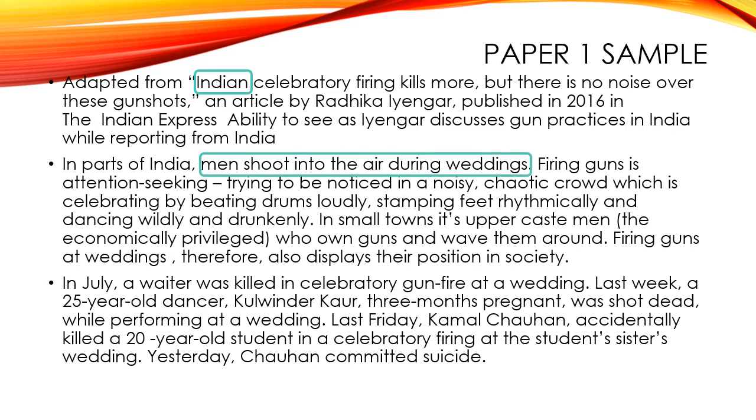As I read through it, they specifically focus on weddings. In parts of India, men shoot into the air during weddings, and they connect this to their position in society. And in this last paragraph here, they look at 3 different examples of a waiter, a performer, someone's sister, who were all killed at weddings. So I'm getting the sense that there's a very cultural lens.